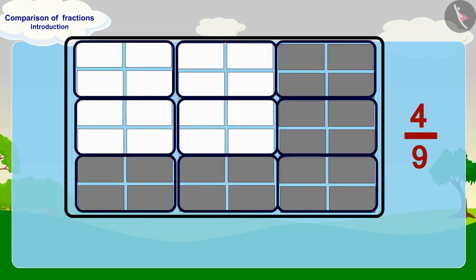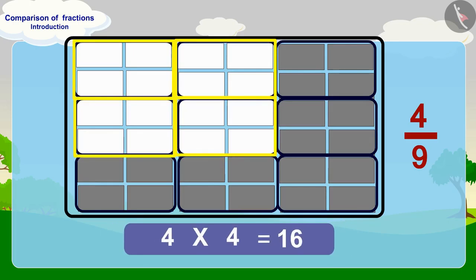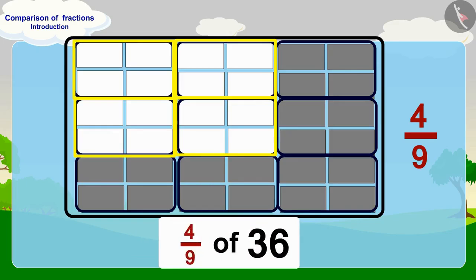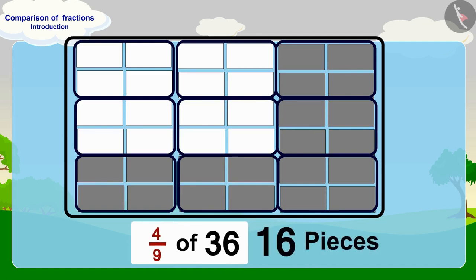There are 4 pieces of paper in one part of this fraction. So, how many pieces will there be in 4 parts? 4 times 4, 16 pieces of paper. In this way, 4/9 of 36 is 16.